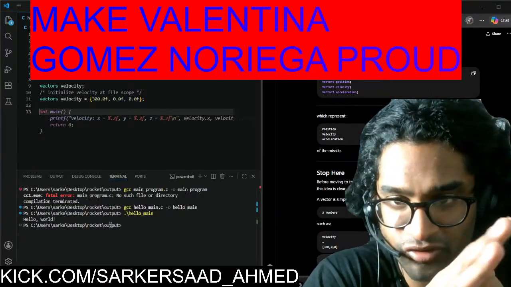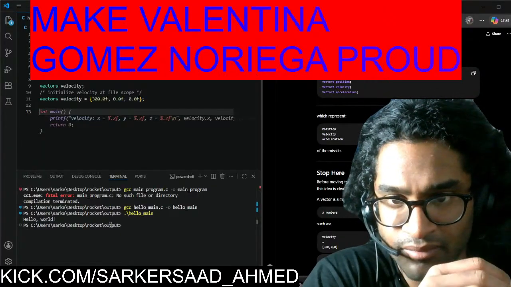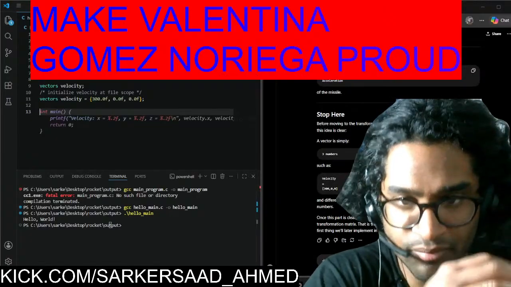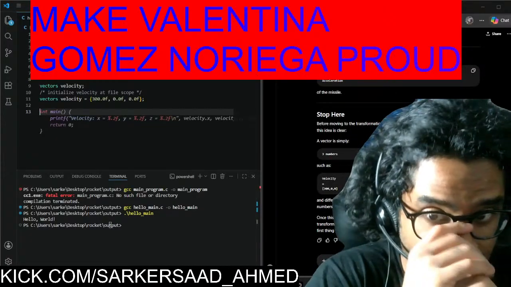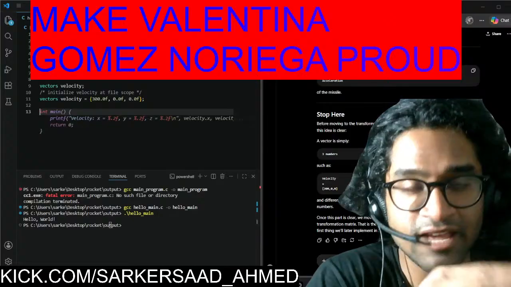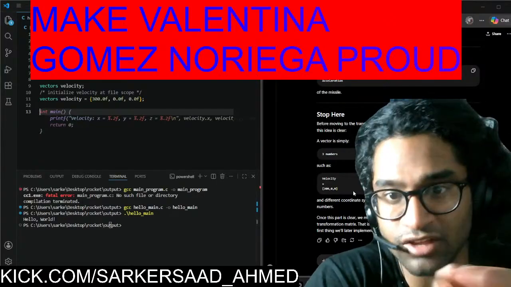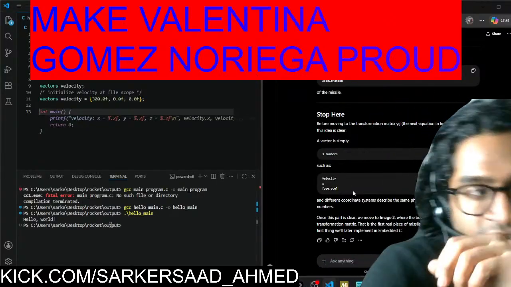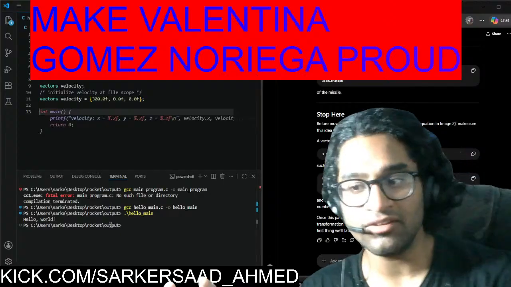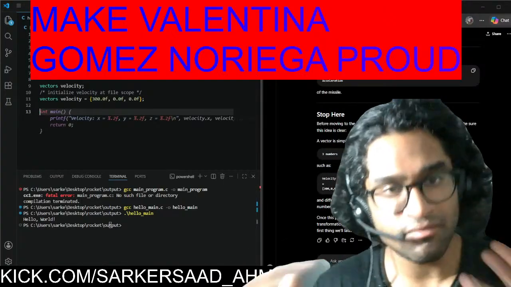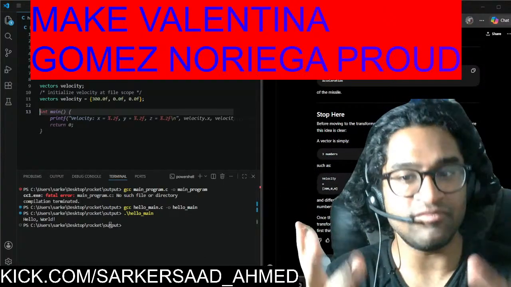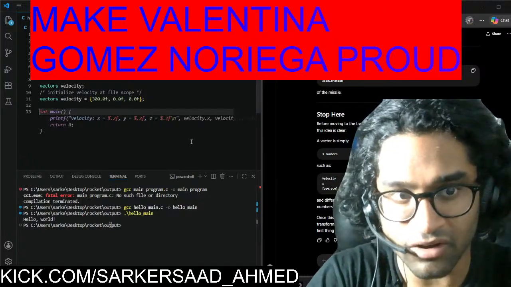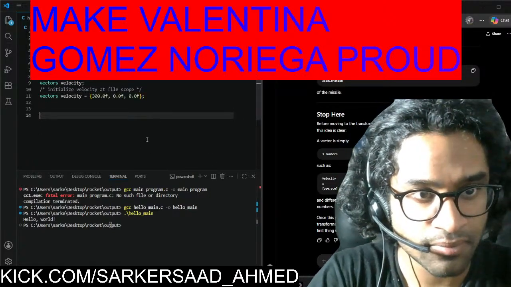Okay, before moving to the transformation matrix, make sure the idea is clear. A vector simply is numbers such as velocity, and different coordinate systems define the same quantity with different values. Different values, different representation, but the same vector. Yeah, got it.